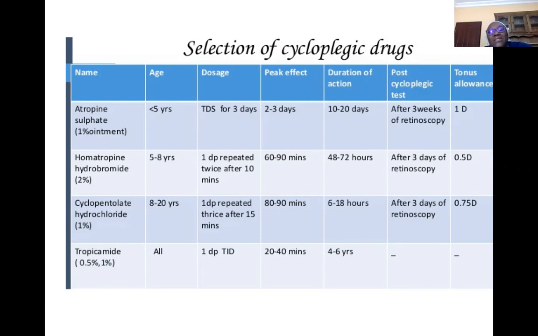Tropicamide is not used all the time because it gives more dilatation than cycloplegia. And there's the tonus amount of refraction or dioptric power. When you use these drugs, you have to subtract. For atropine, it is 1 diopter. For homatropine, it is 0.5. Cyclopentolate is between 0.5 to 0.75.